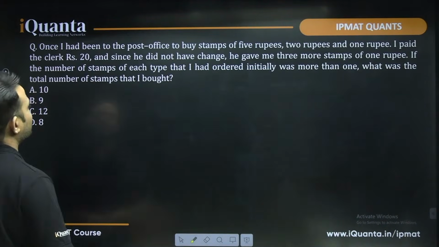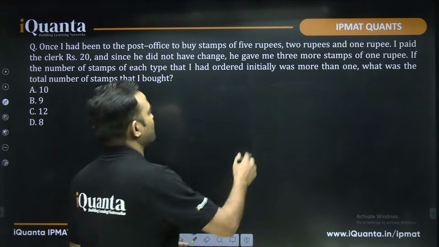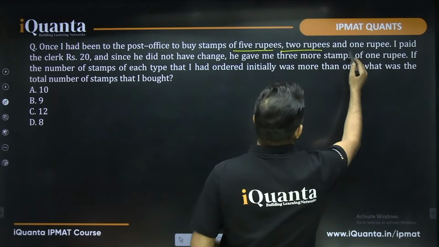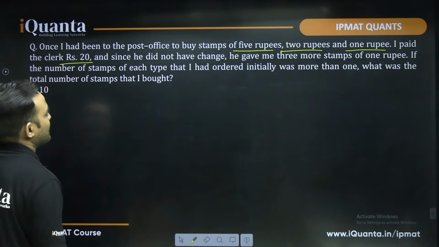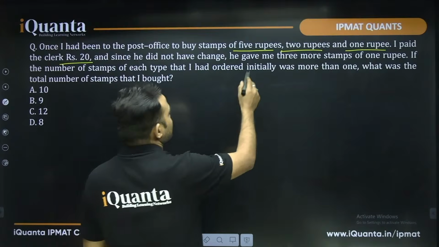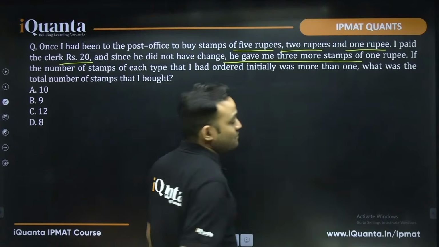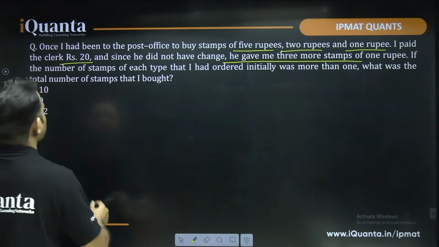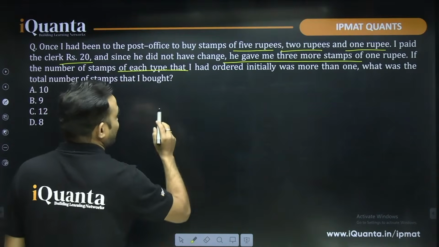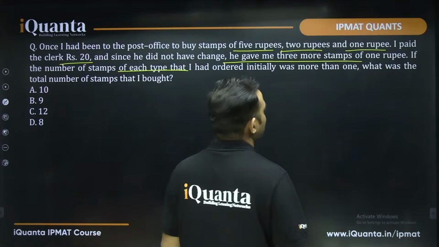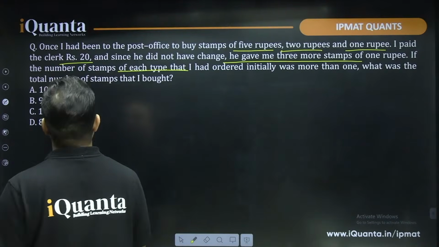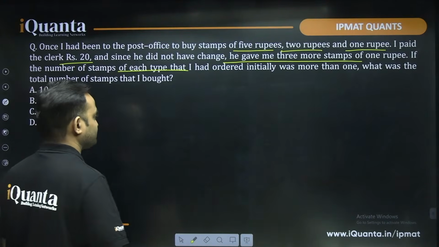Once I had been to the post office to buy stamps of 5 rupees, 2 rupees and 1 rupee. I paid the clerk 20 rupees, and since he did not have change, he gave me 3 more stamps of 1 rupee. If the number of stamps of each type that I had ordered initially was more than 1, what was the total number of stamps that I bought?